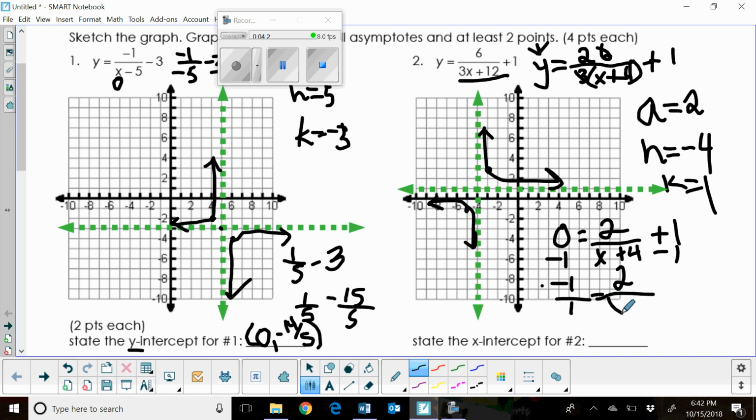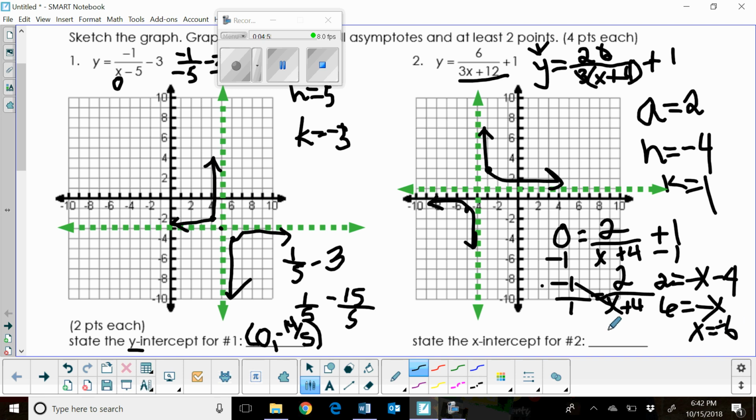Now at this point you guys should know what to do. We just cross multiply. So we get 2 equals -x minus 4, because we have to distribute that -1 in, right? So add 4, and that gives us 6 equals -x. So x is -6. So that's the x coordinate.